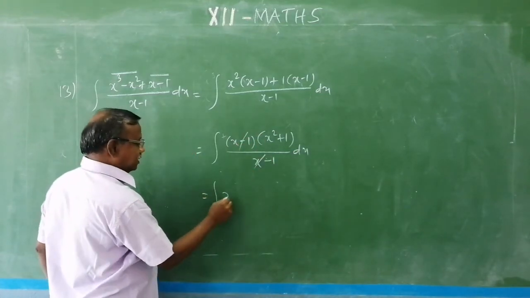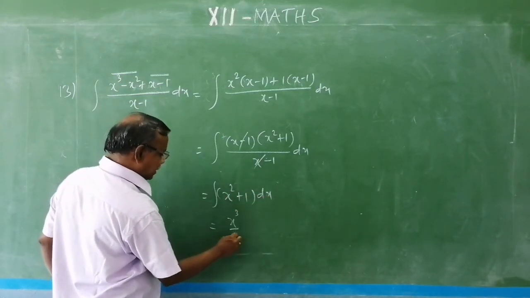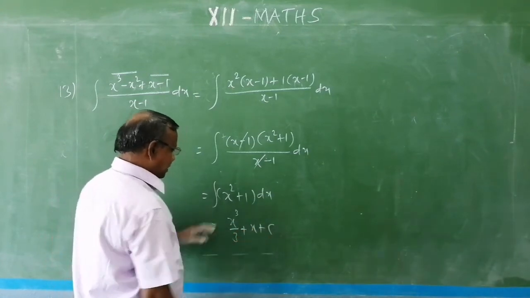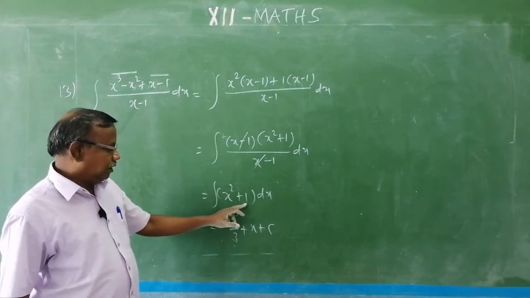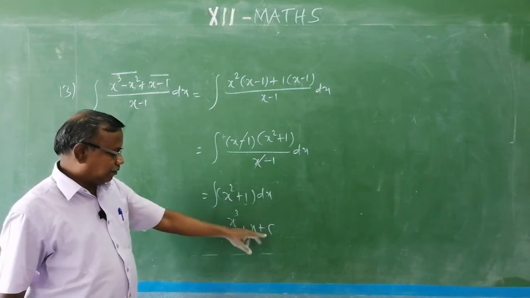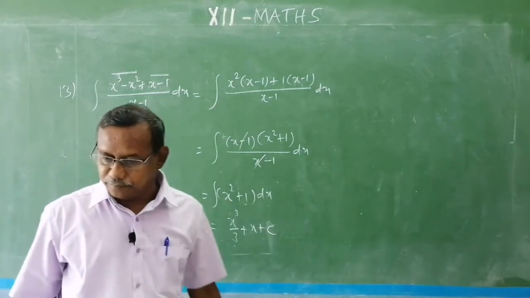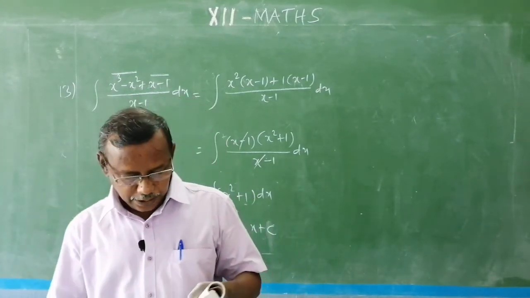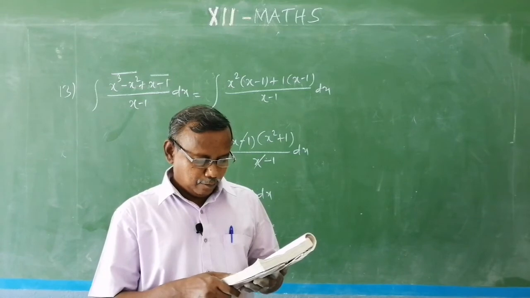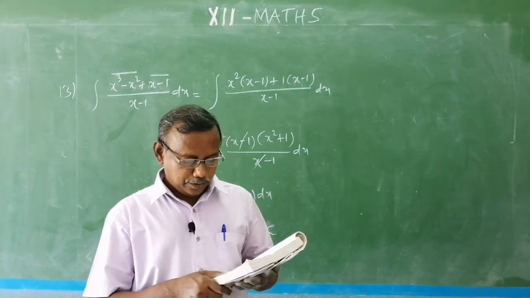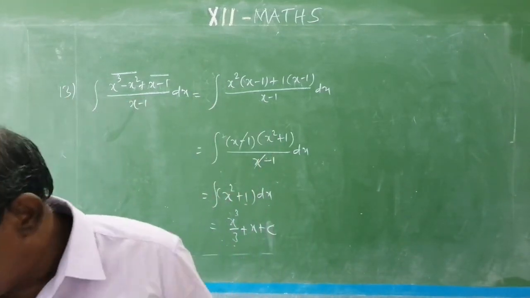Now this is equal to integral x square plus 1 into dx. So the final answer will be x cube by 3 plus x plus c. Integrating x square, x power n plus 1 divided by n plus 1: 2 plus 1 is 3, divided by 3. Integrating 1 it becomes x, and then finally we have an arbitrary constant c. So it is x cube by 3 plus x plus c. Likewise you can do the remaining problems, that is 14, 15 and so on. So I go to the 16th problem and 18th problem. Now the 16th problem.